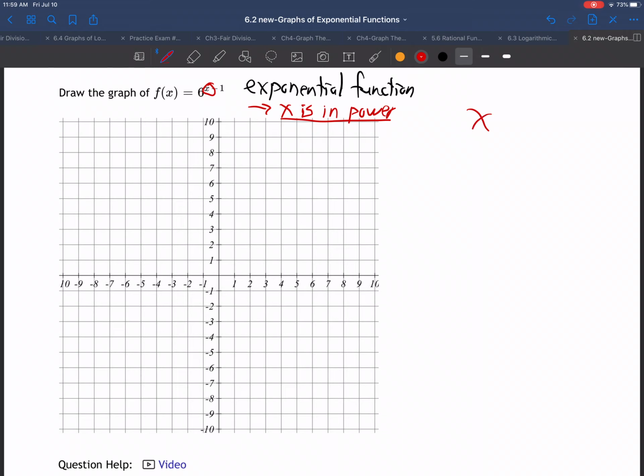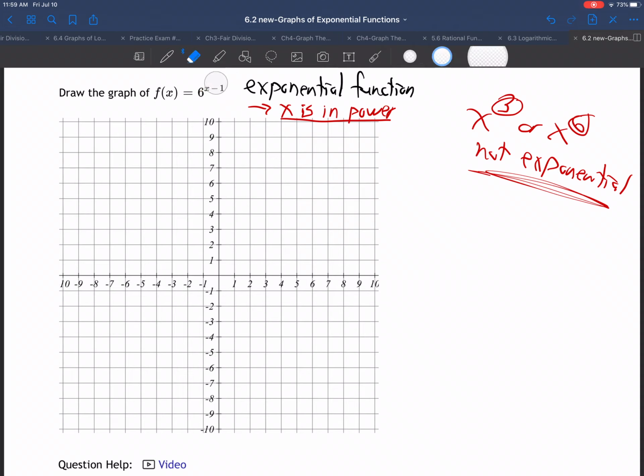Now you might think something like x to the third or x to the sixth is exponential, but these are not exponential functions. Even though they have exponents, it's just numbers that are up in the power zone. X is in the base. That's not exponential. That's just a polynomial. But this is an exponential function because it not only has powers, but x itself is in the power zone. That's what it means to be an exponential function.